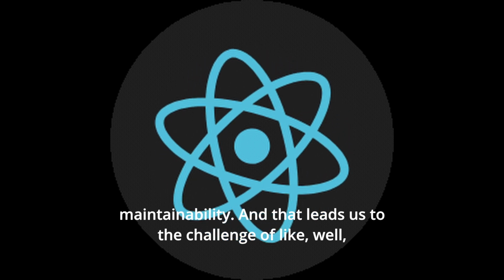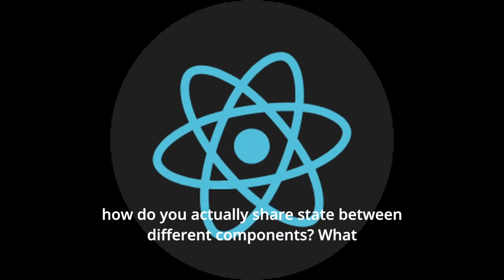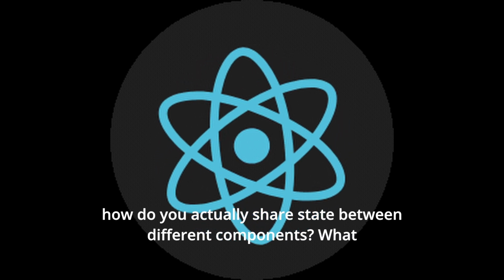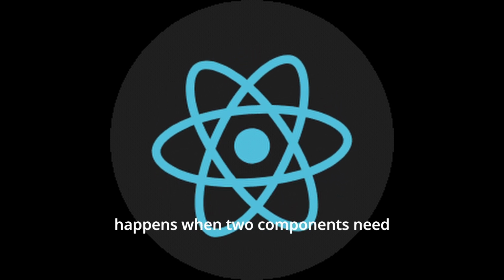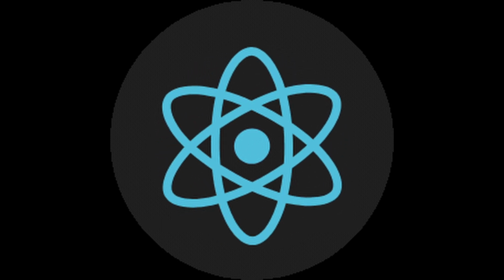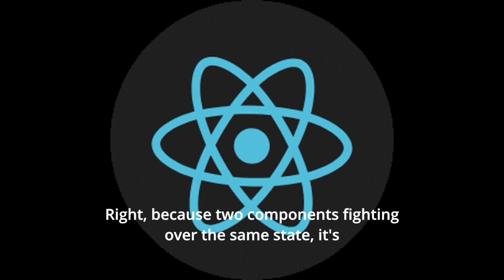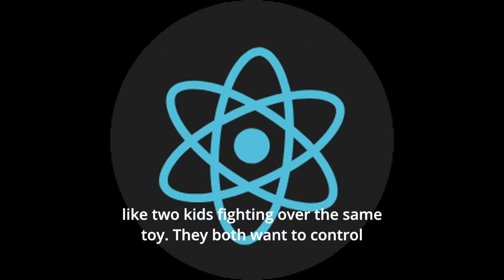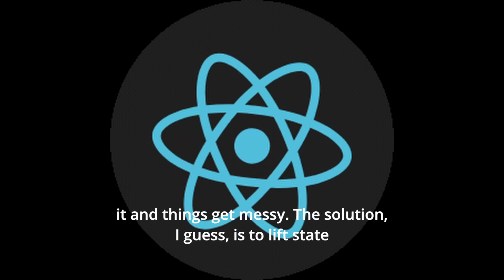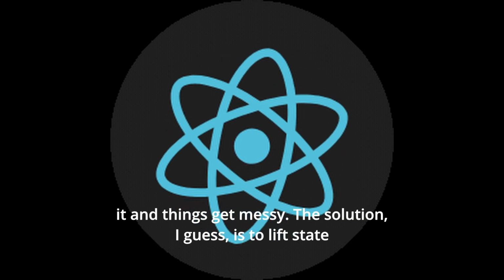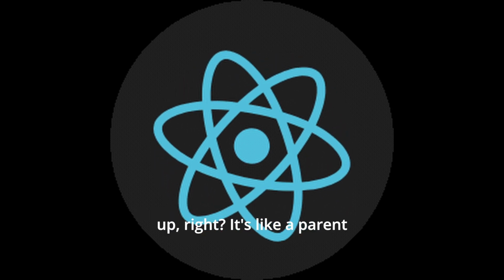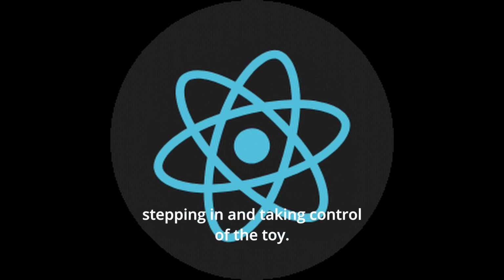And that leads us to the challenge of how you actually share state between different components. What happens when two components need access to the same piece of information? Right, because two components fighting over the same state is like two kids fighting over the same toy. They both want to control it and things get messy. The solution, I guess, is to lift state up, right? Yeah. It's like a parent stepping in and taking control of the toy.